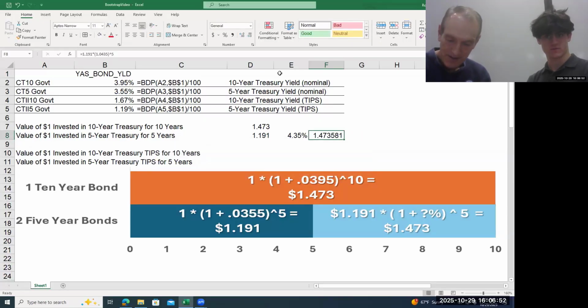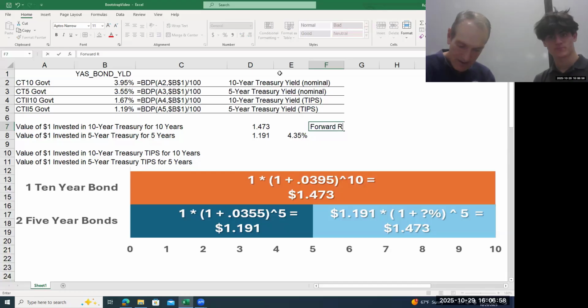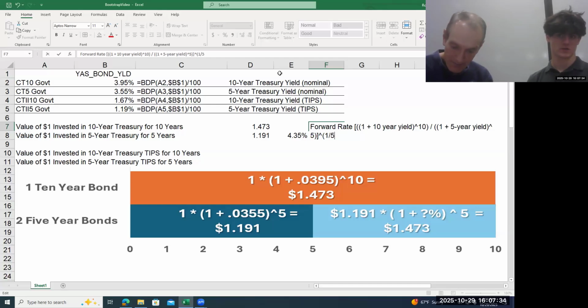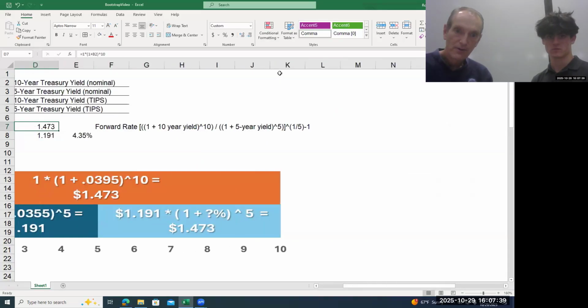And there it is, 1.4. So it works. So the actual formula for the forward rate is: 1 plus the 10-year yield, raised to the 10th, divided by 1 plus the 5-year yield, raised to the 5th. You're going to take all of that and raise it to the 1 divided by 5, minus 1. And that's the forward rate. There's the formula for forward rate.